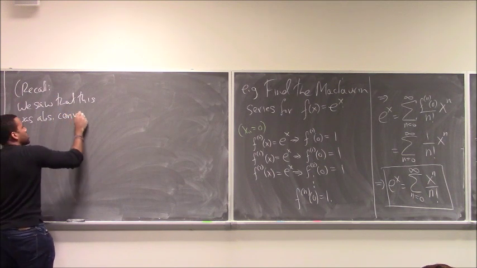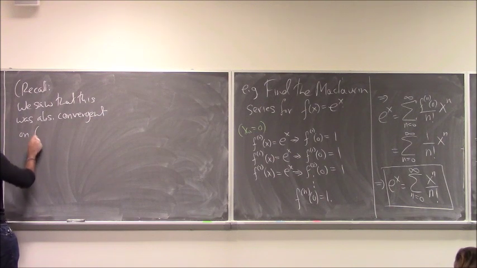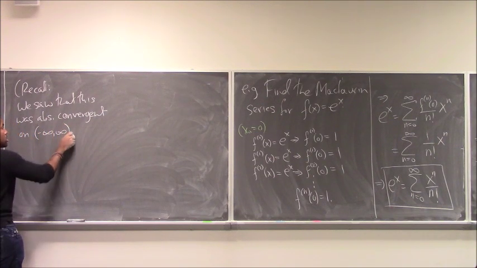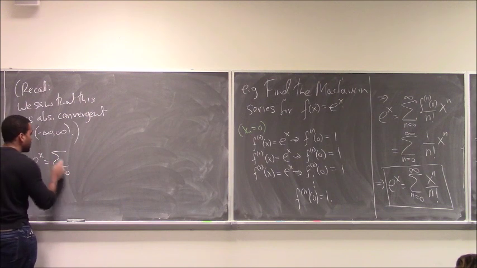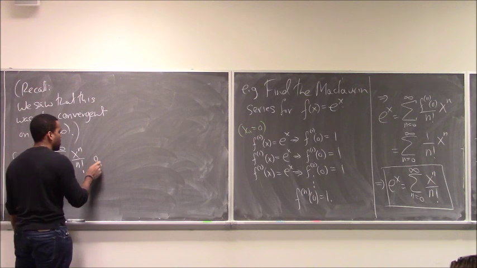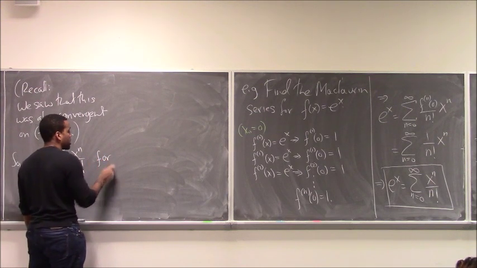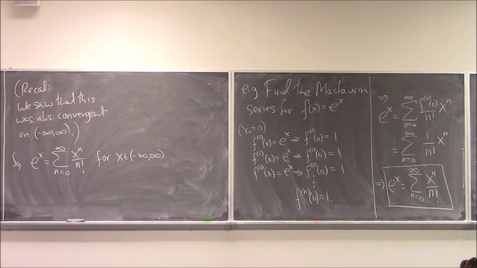This was absolutely convergent on the entire real line. So, e to the x, I can think of it as this power series for pretty much all real x. There's no restriction. For 1 over 1 minus x, we had a restriction: our x had to be between minus 1 and 1. But e to the x, I can think of it as this anywhere.